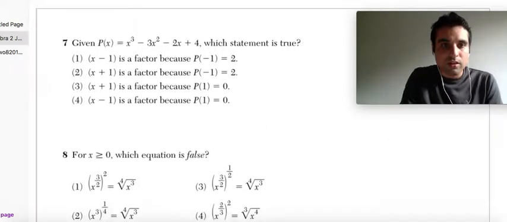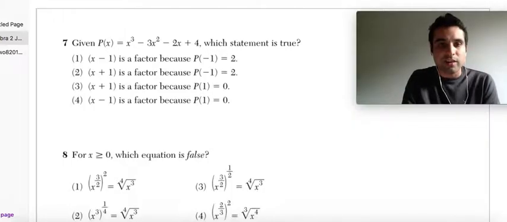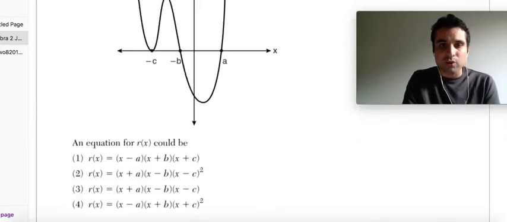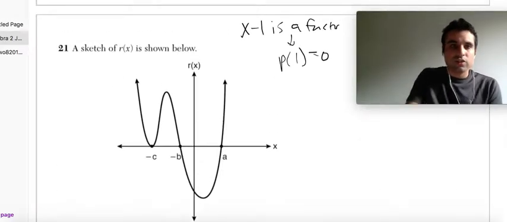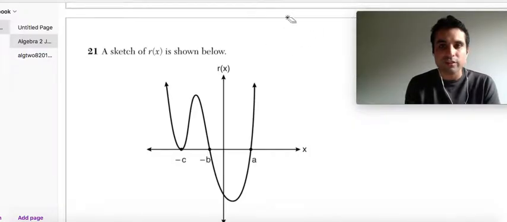Here we go. It was saying that it's a factor because p of 1 equals 0. That means that x minus 1 is a factor of p of x. Also, if p of 1 is 0, that's an x-intercept where y equals 0. So we're going to look at the x-intercepts to help us get the equation. We're going to get the factors based on the zeros or the roots where it's equal to 0.